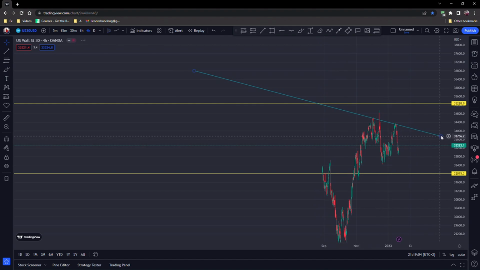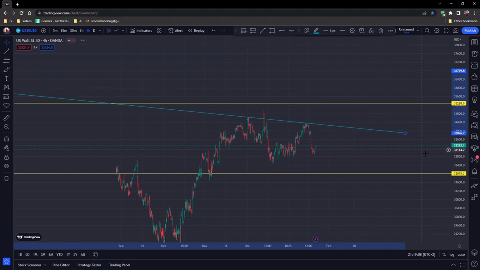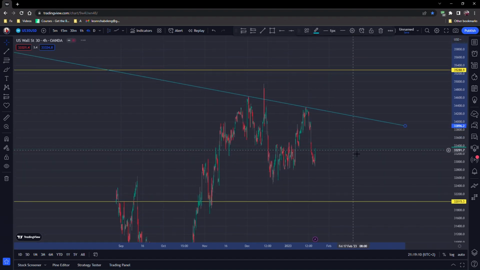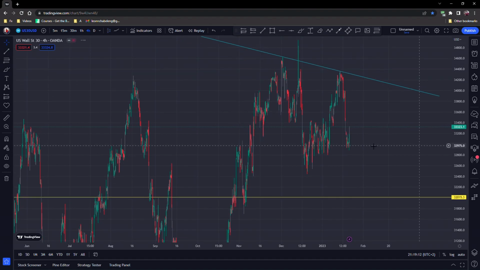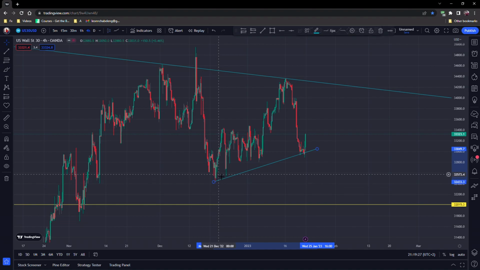just adjusting that and zooming in. You can see that we did again have this ascending pattern. We did have this ascending trend line, or bullish trend line, where we did have our first touch, our second touch, and our third touch.